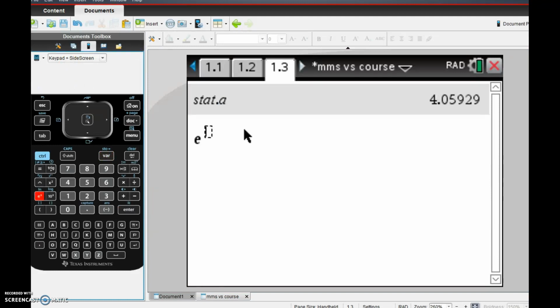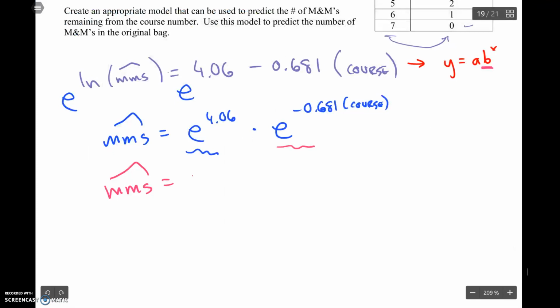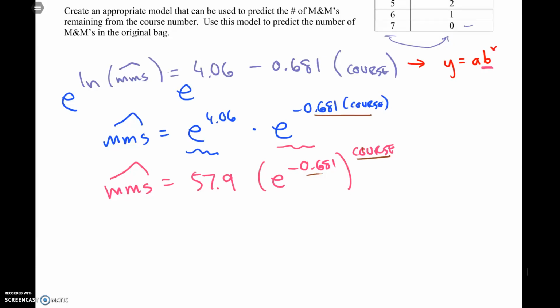So e to the last answer, 57.9. Then here I'm going to write this as e to the negative 0.681 to the course power. Again, this is a property of exponents. If you take a power of a power, what do you do with your exponents? You multiply them. I'm just going backwards from the one we normally use, if you will. And this is just a number.